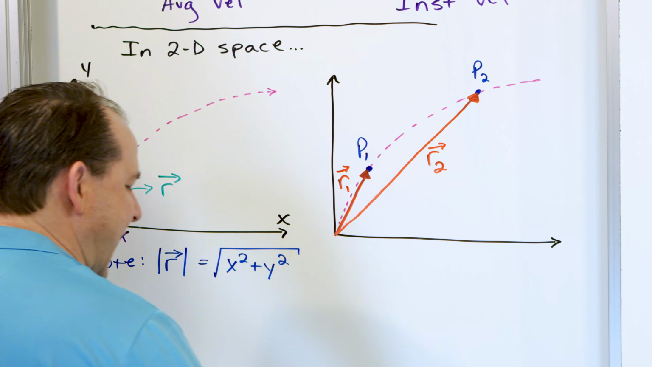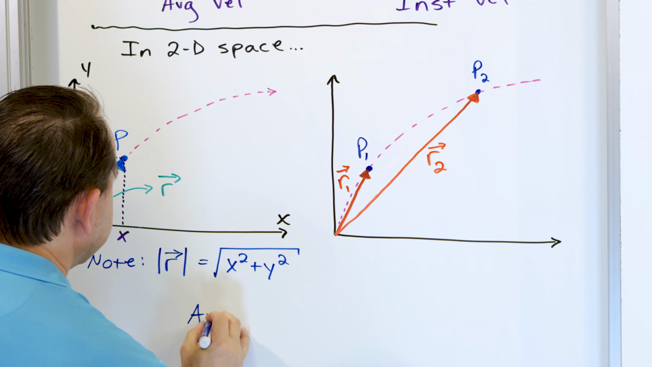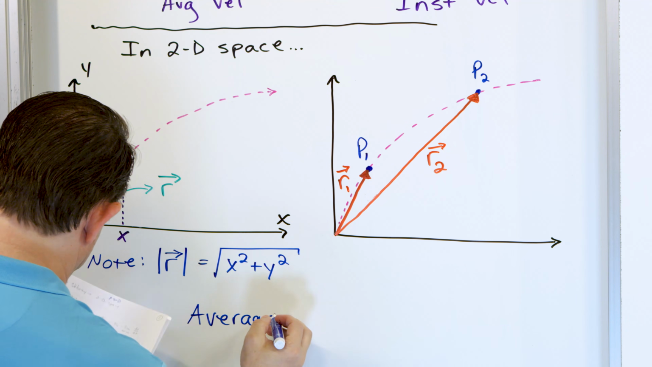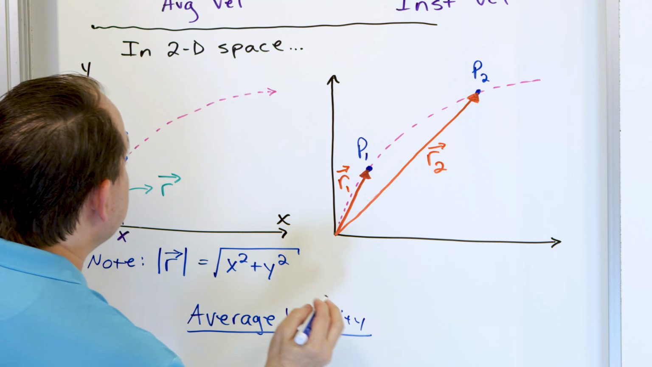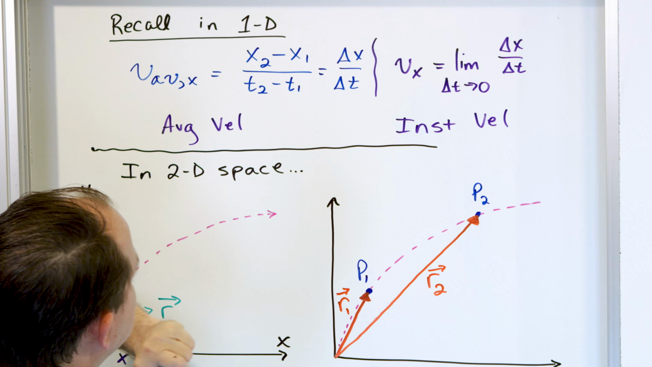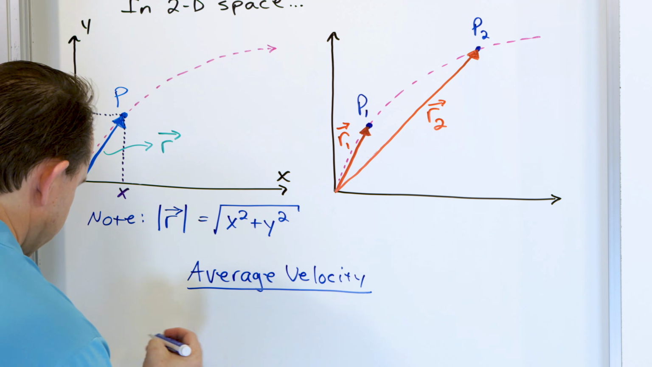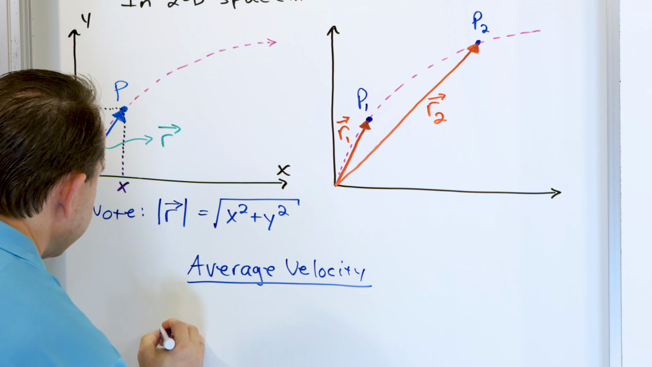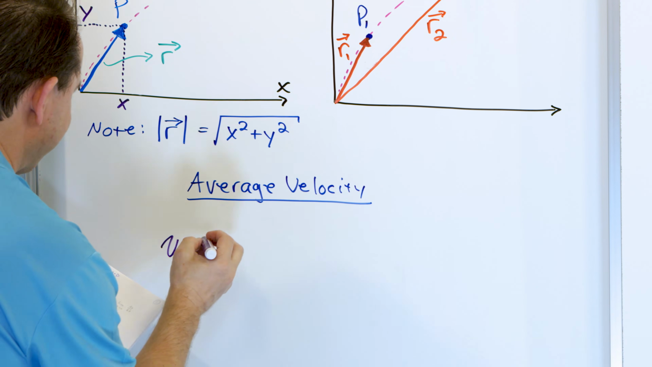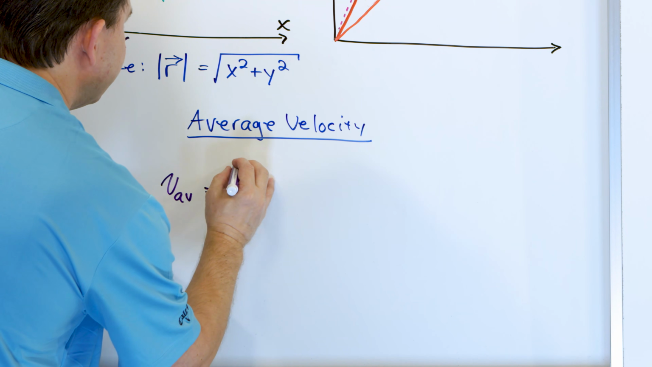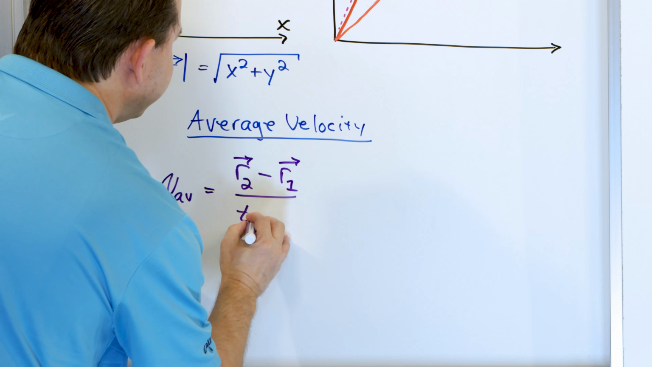So how do you think we're going to write down the average velocity of this guy? The average velocity in one-dimensional space was the distance traveled divided by the time, delta x divided by delta t. Well, here, let me switch colors just to break it up a little bit. The average velocity, no longer in the x direction, just in general, is going to be position vector number 2 minus position vector number 1, and we divide by t2 minus t1.